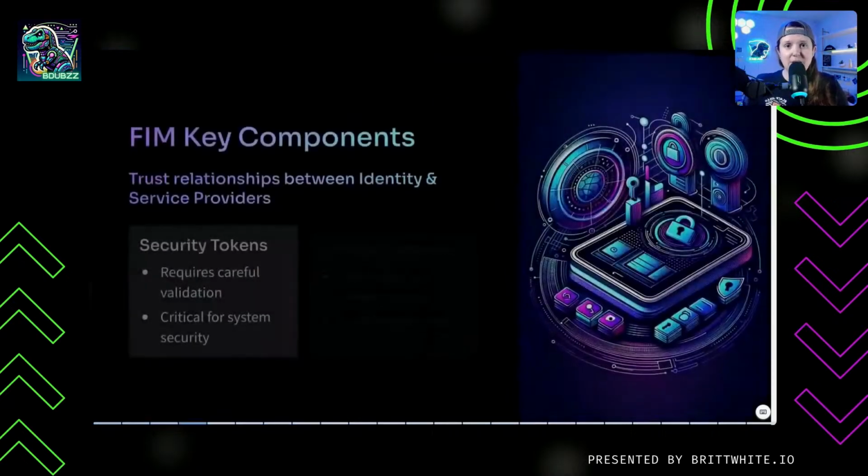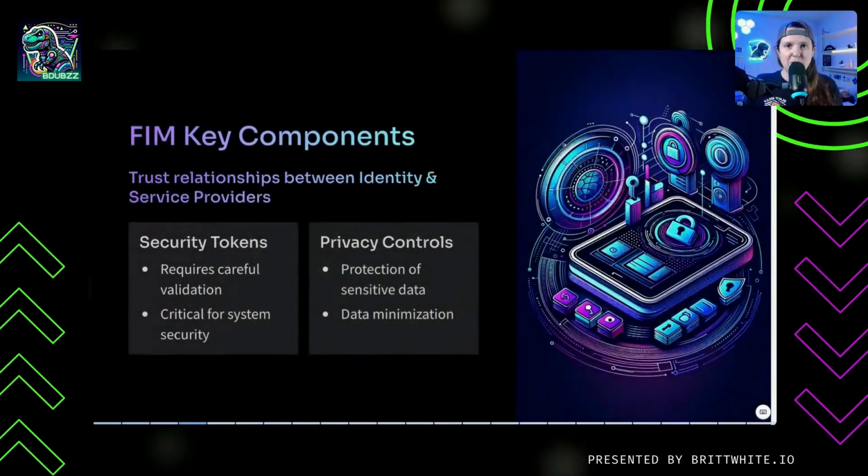Now, FIM relies on important protocols like SAML, OAuth, and OpenID Connect, which we covered in our last session. These standards ensure secure identity sharing between systems. But here's the key. It's not just about convenience. There's serious security stuff happening behind the scenes. You need to remember that there's 3 key components that make FIM work. First, there must be solid trust relationships between your identity providers and service providers.